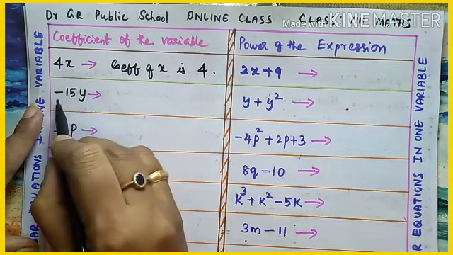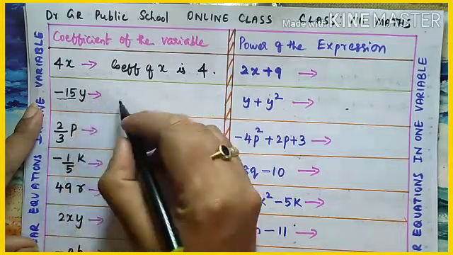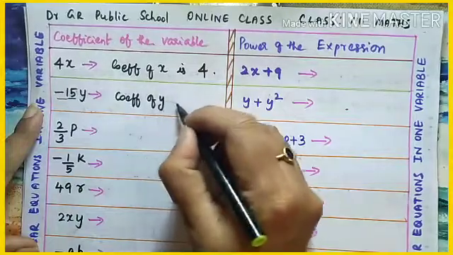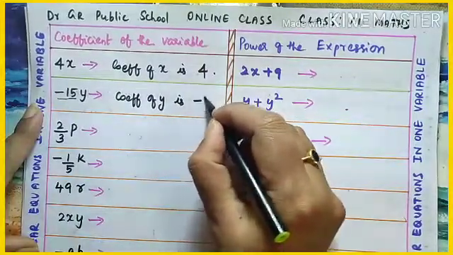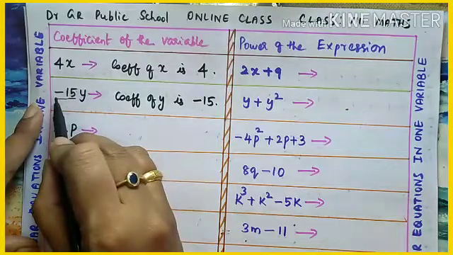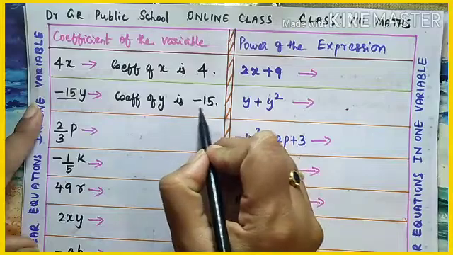Correct. So here minus 15 is the number multiplied by y. So here the coefficient of this variable y is minus 15. Okay. So when the coefficient has a negative sign, you want to take that sign also with the value.